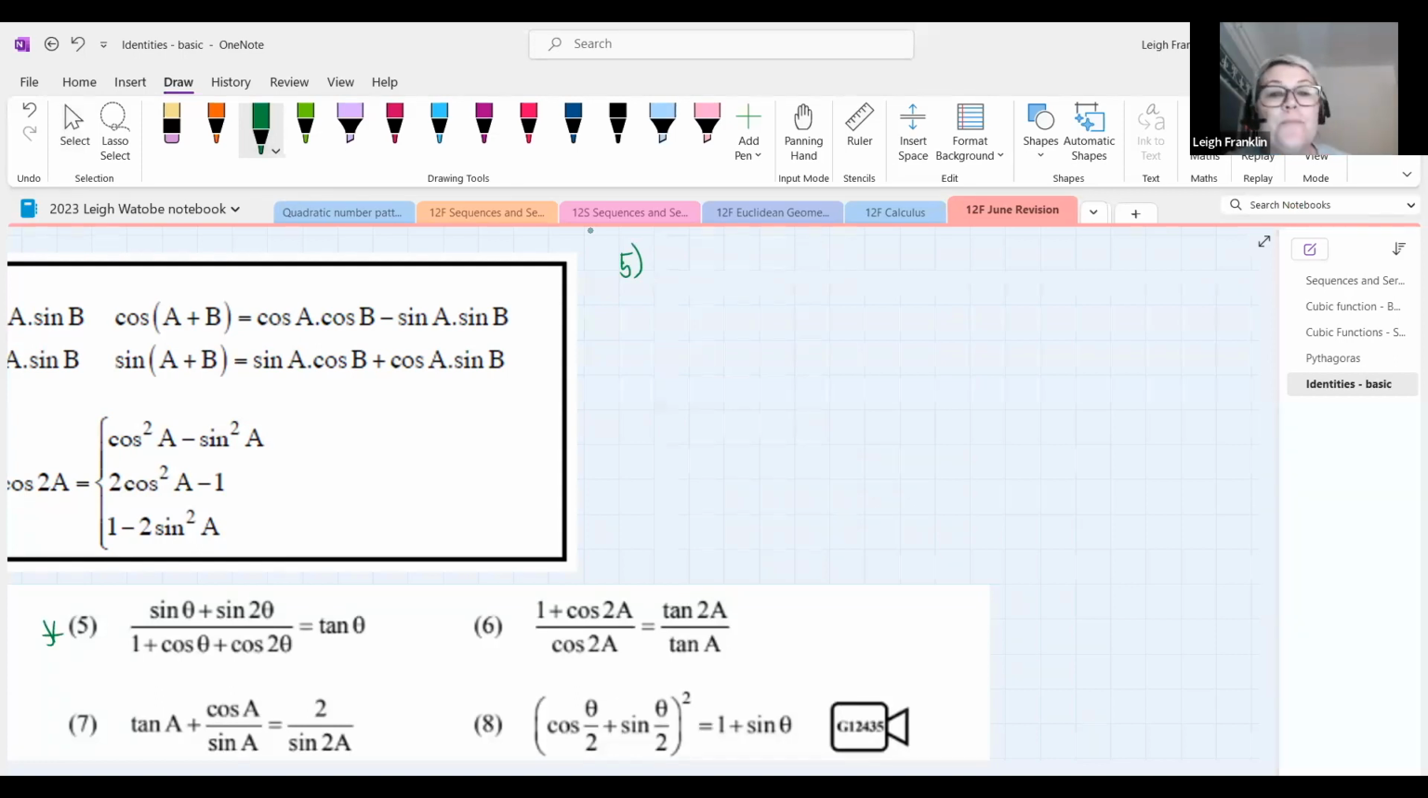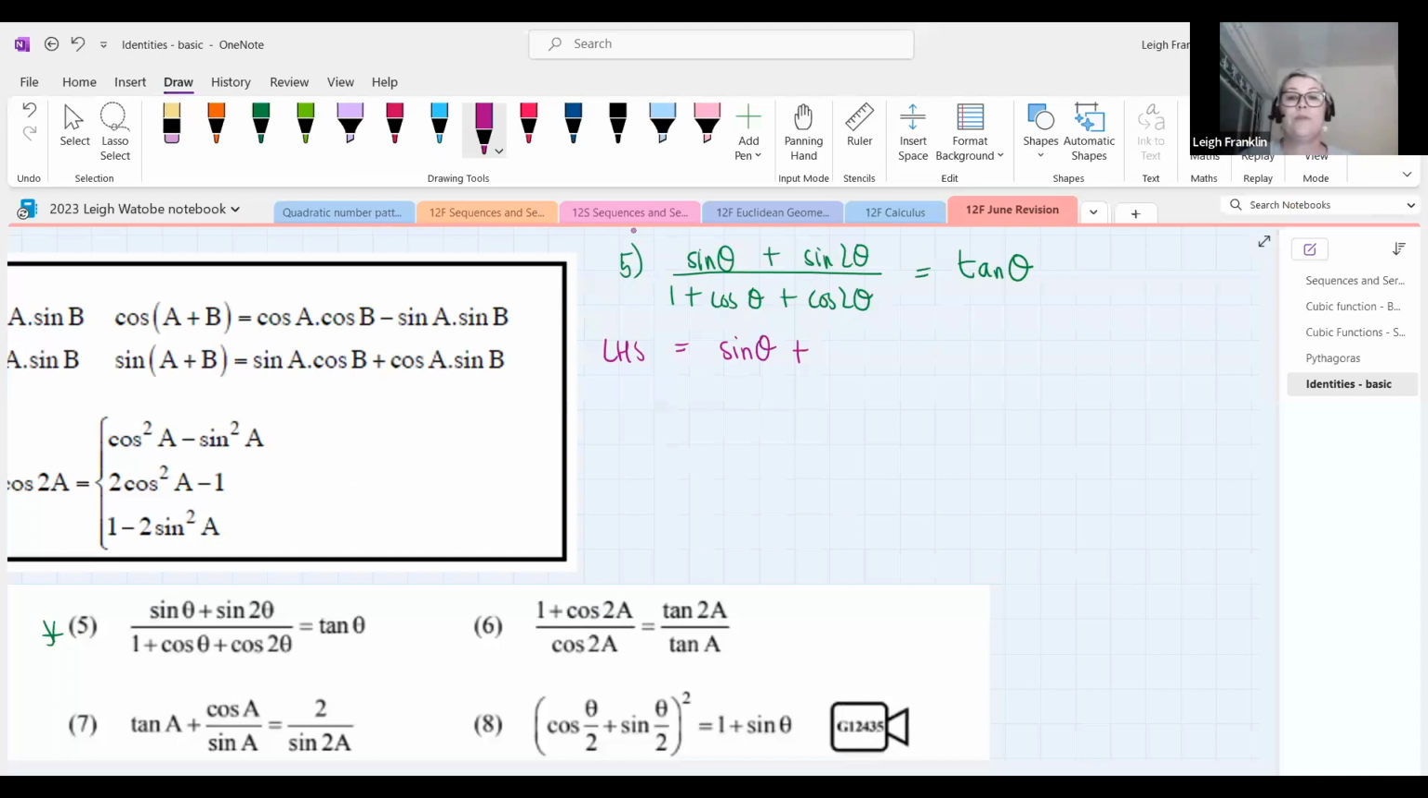We've got sine theta plus sine 2 theta over 1 plus cos theta plus cos 2 theta, and we've got to show that that's equal to tan theta. All right, so we'll start in our normal way with our left-hand side, and our left-hand side is equal to sine theta plus. What am I going to do with sine 2 theta? How would I rewrite that?